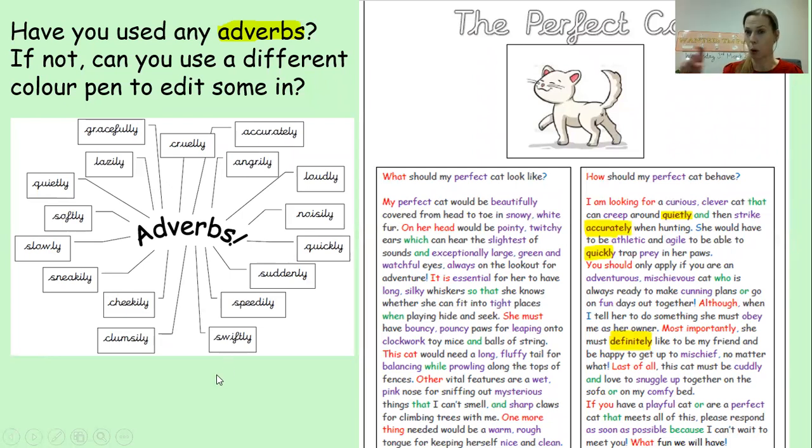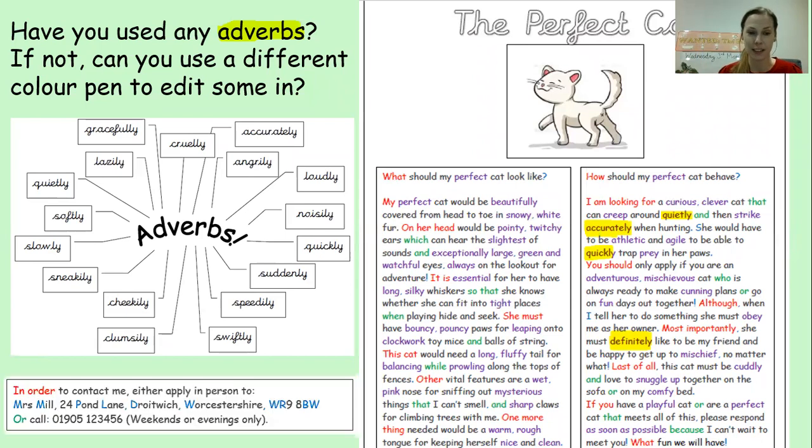You might have noticed there's a little box at the bottom, and that is so that you can tell the person applying to be your perfect cat where to write to, how to contact you. Because otherwise, how will they know where to go, where you live? So I've put, in order to contact me, either apply in person to Mrs. Mill, 24 Pond Lane, Droitwich, Worcestershire, WR9 8BW. That's not really my address, as I've just made it up.